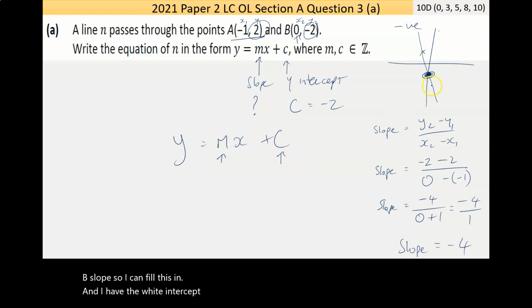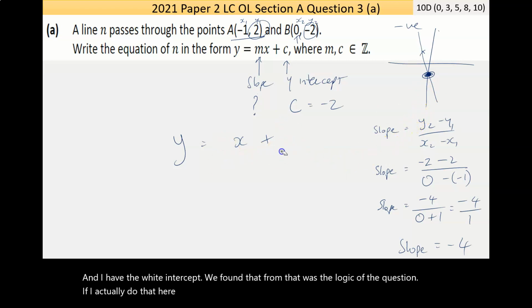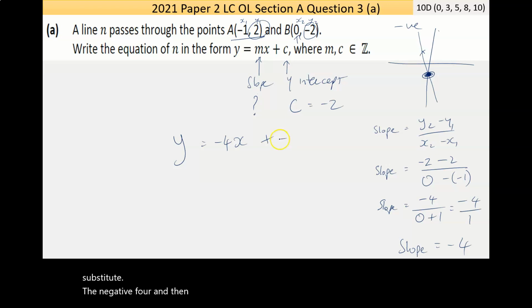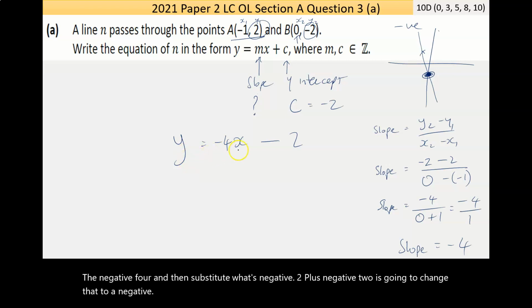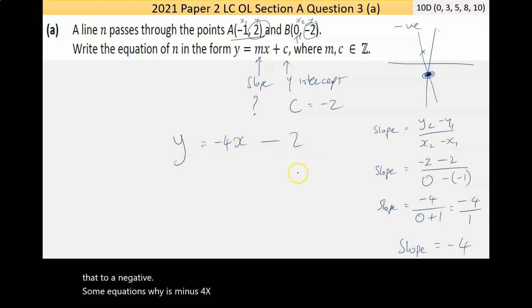We found that from the logic of the question. Now if I actually do that here, I'm going to substitute the -4 instead of the m, and instead of the c, the -2, where plus by -2 is going to change that to a negative. So my equation is y is equal to -4x, -2, take away 2.